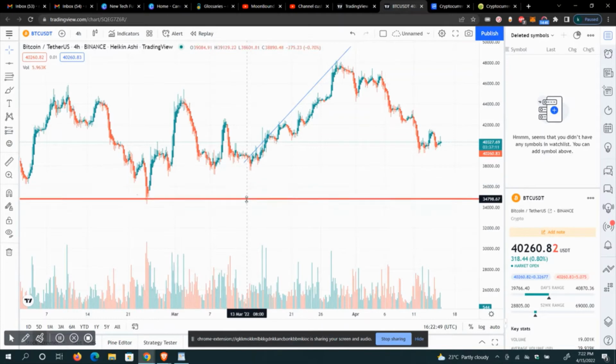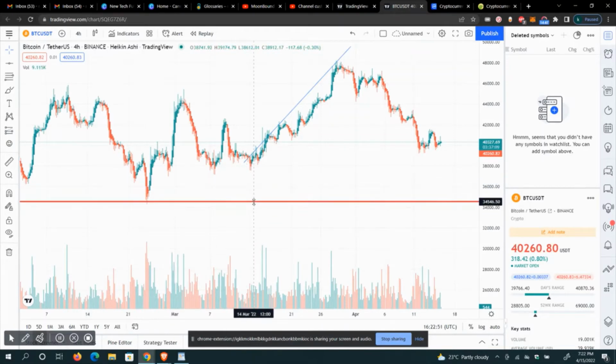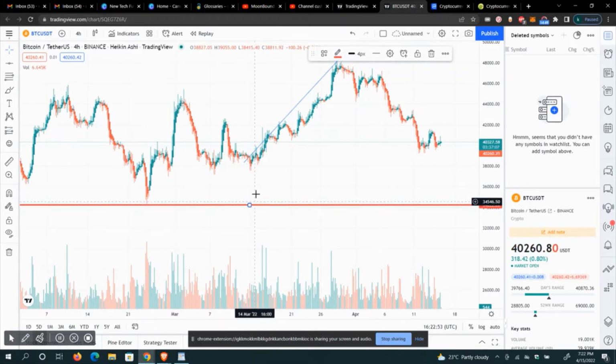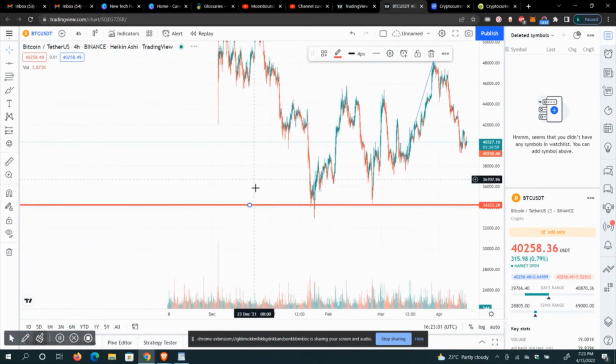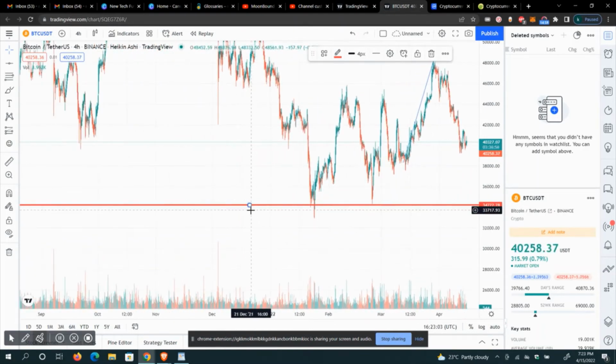This is a horizontal line. So what does a horizontal line do in a trading chart? Let's say, for instance, I'm using a 4 hours chart to make an example about this. You use this tool to locate a support and a resistance in the market. So what do I mean by a support and a resistance?